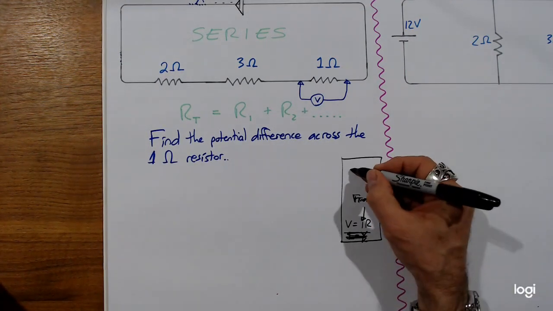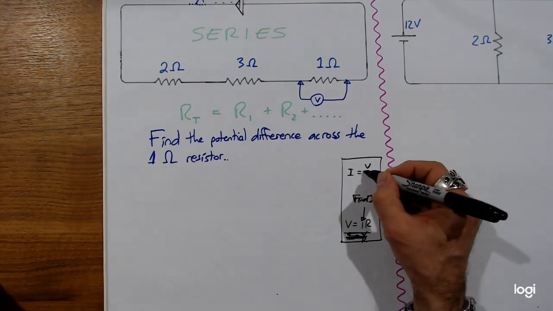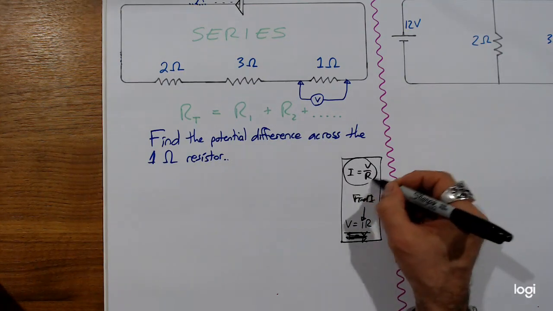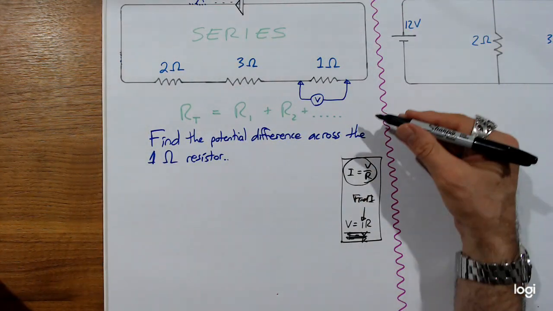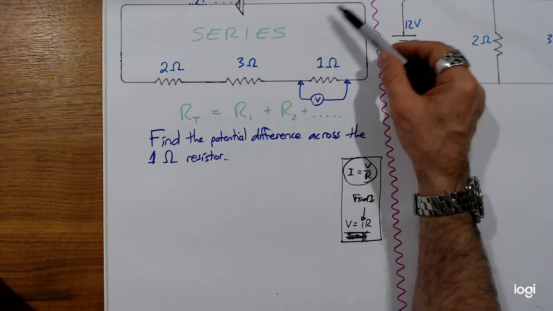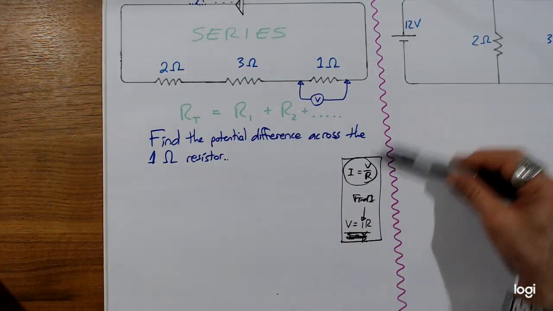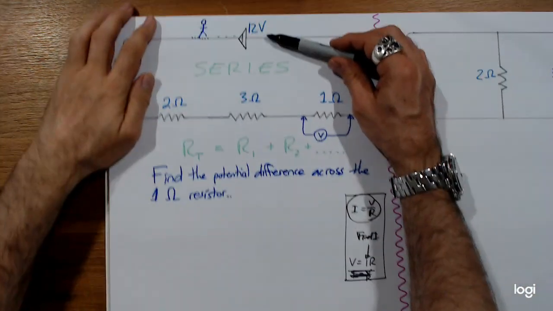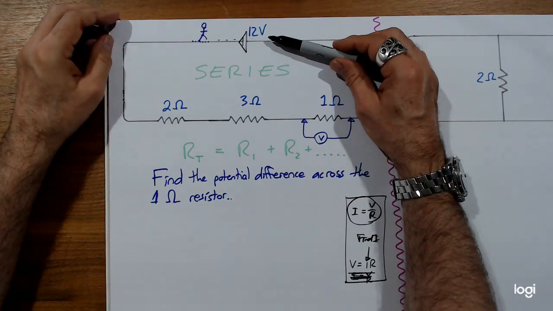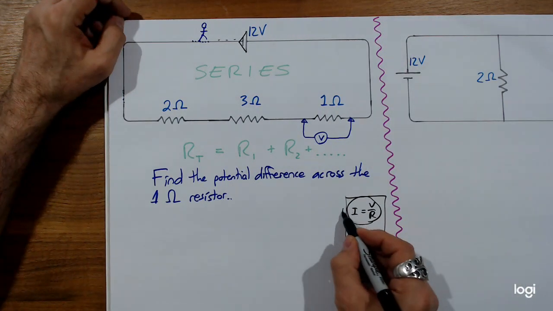Right? And you're going to use I equals V divided by R, but this is for the whole circuit, because you know that the current you're finding is for the whole circuit, and the voltage you're going to use is that 12 volts, and that's for the whole circuit. All right. So that's step one, that's step two.